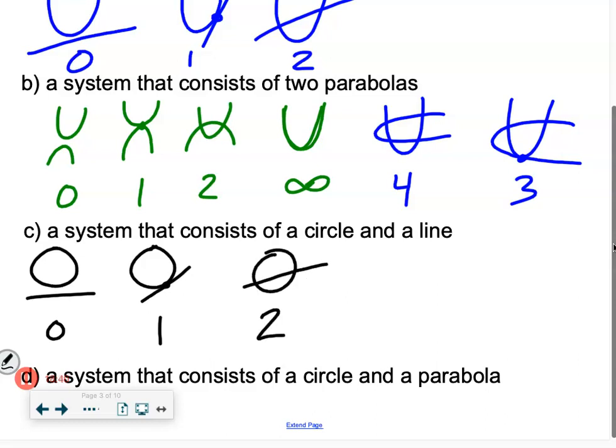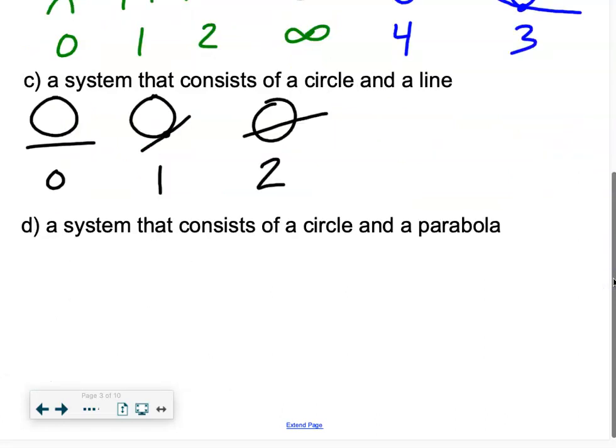3? 4? 10? Infinity? No. Just 0, 1, or 2. Unless we get into non-Euclidean geometry, right, where a line can bend. But we're not doing that. Okay. All right. Good.